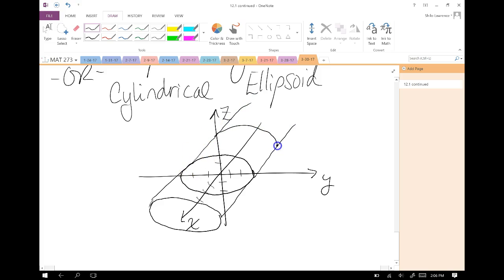That's close enough. There's a reason why computers do all the drawing, you know.